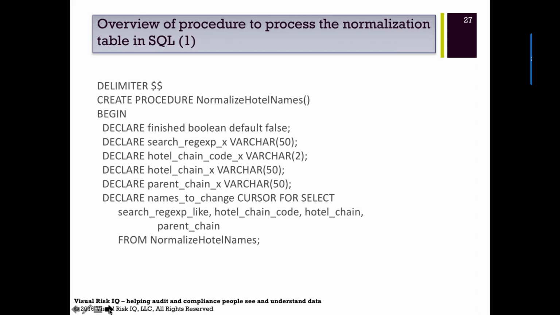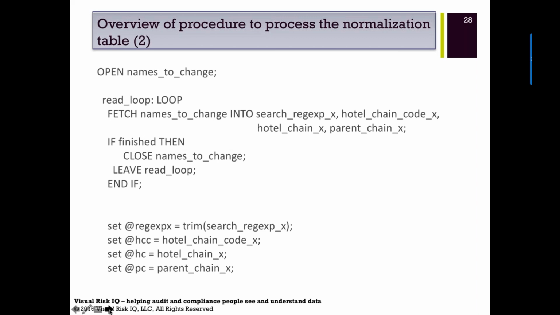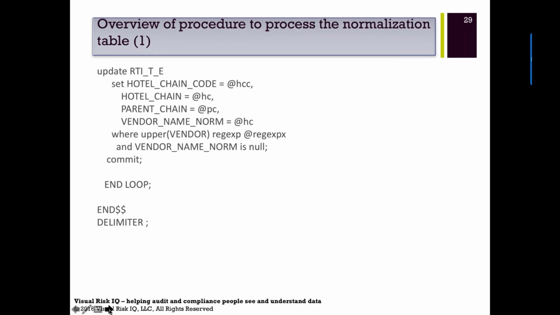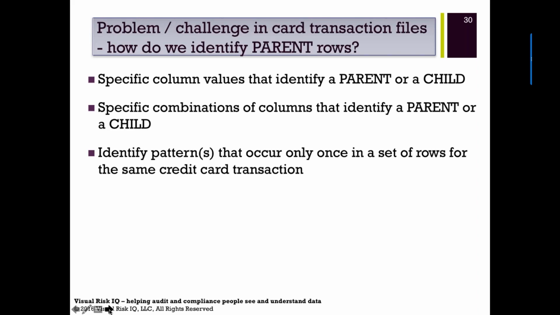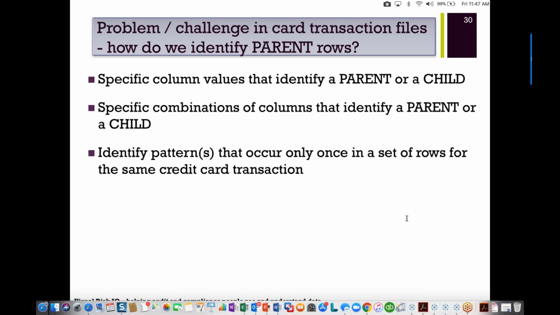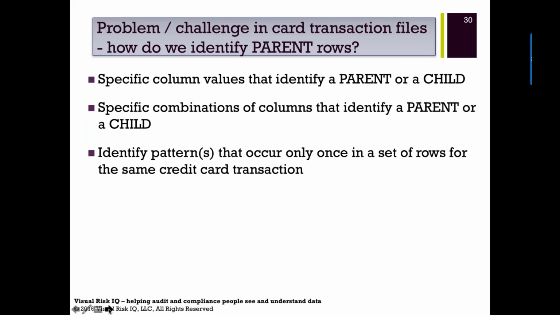SQL Server database, and then create procedures similar to this that allow you to loop through the names that you want to change and then match them to the vendors in that particular file, be it a purchase card file or a travel card file or a Concur file, and then change them. And the next slide shows the change command, which is just an update that sets the chain code, the hotel chain, the parent of that hotel, and then the normalized vendor name to the values that you had in your table. So very powerful, very simple function, but it definitely can help you to create groupings and make valid comparisons between files that were kind of impossible without this kind of matching.